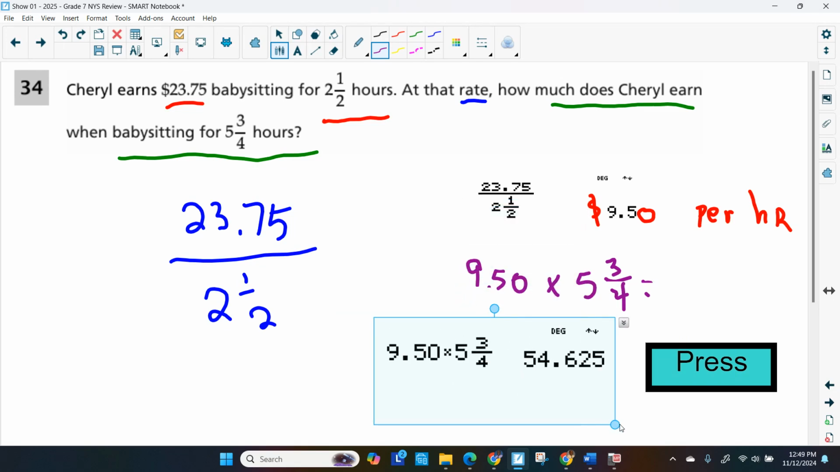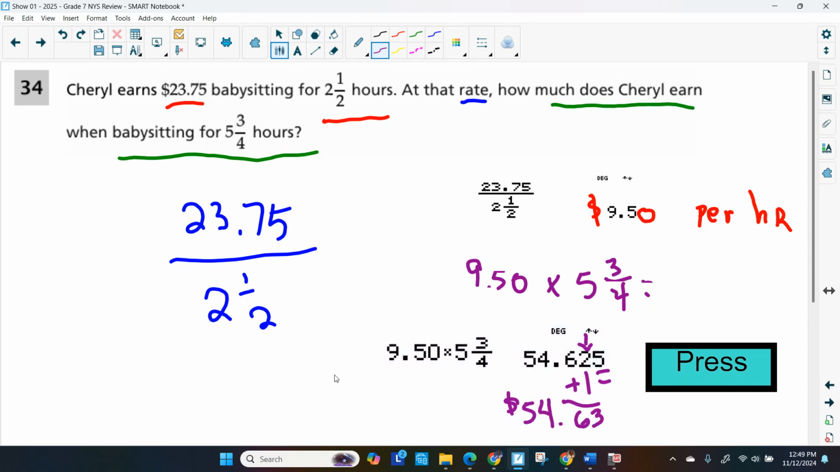of pennies, so we only have to round this off to the nearest penny. So if the rule is we want to round it off to the nearest penny, we go to where the pennies are, we go next door. If it's 5 or more, we add 1. If it's 4 or less, we give it a rest. So I'm going to add that and make that 63 cents. So she'll get $54.63 for 5 3/4 hours.